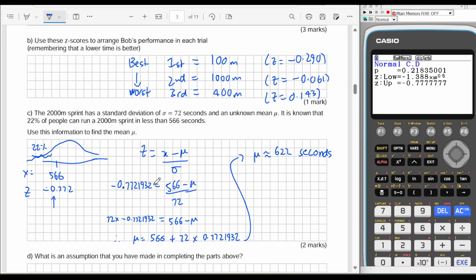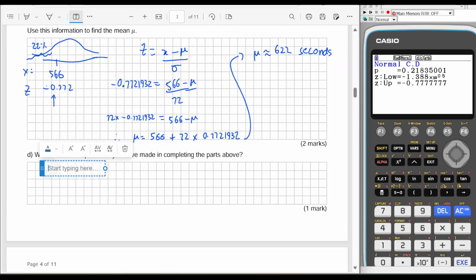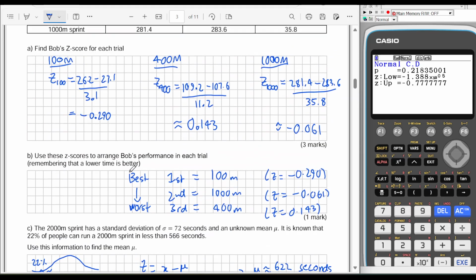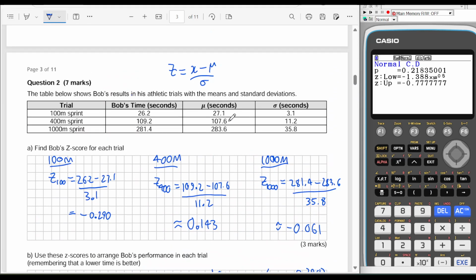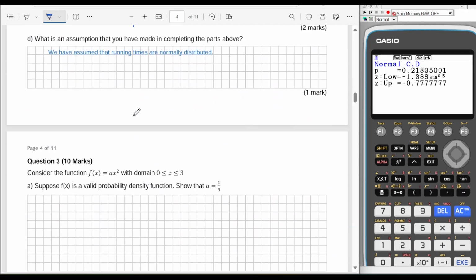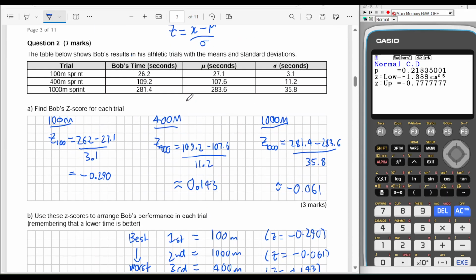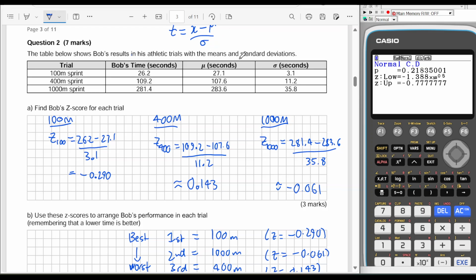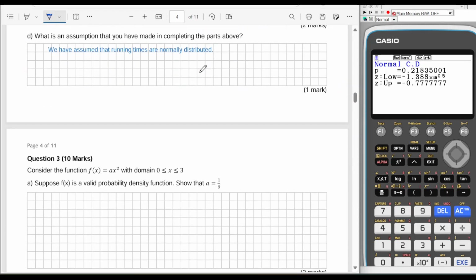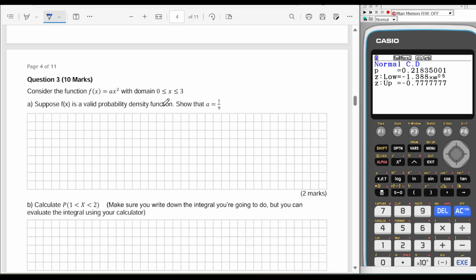Through all of this, we have assumed that running times are normally distributed. You might notice nowhere in the question I said that it was normally distributed. We sort of just assume that by calculating Z scores and doing all this. It all relies on them being normal. That's probably a reasonable assumption for running times, especially if you're looking at athletic trials where people are specifically trained for it and there's less like jagged bits of the distribution. But the question has not said it.